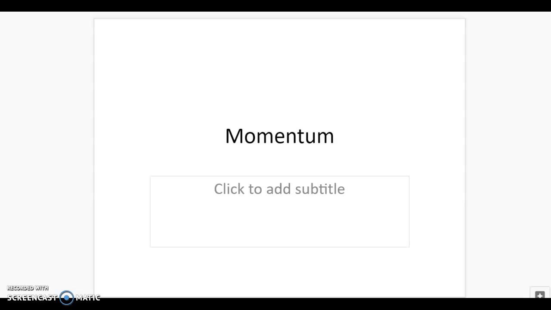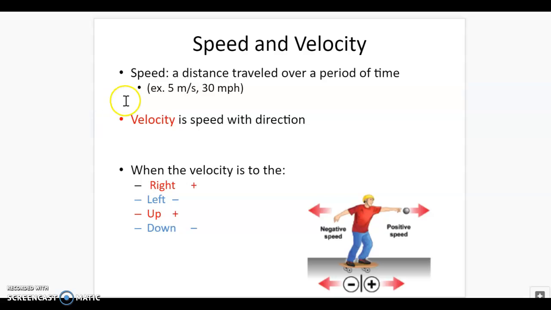Hey physics peeps, today we're going to talk about momentum, what it is, how we actually calculate it, and other things that you need to know. And actually before we get into momentum, we need to talk about speed and velocity. Many times we use these terms interchangeably. There is a slight difference between them.